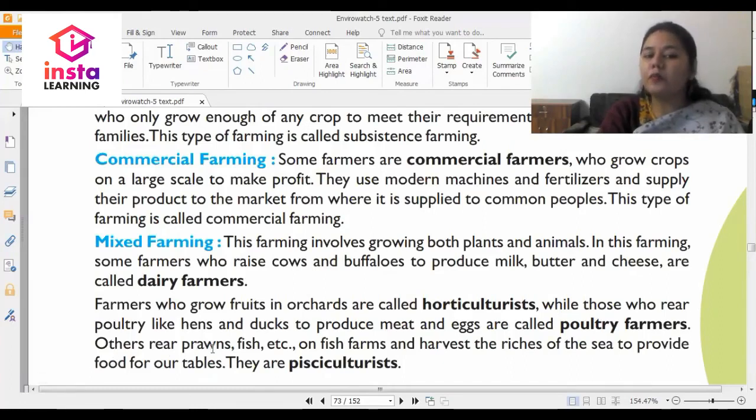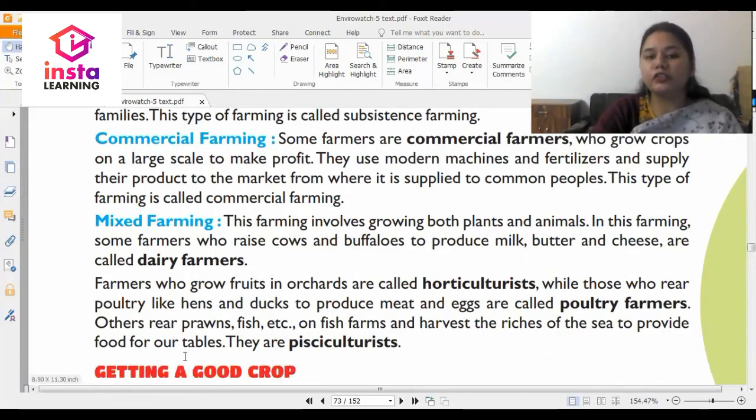Other rear prawns, fish, etc. on fish farms and harvest the riches of the sea so as to provide food to our table. And this is also called pisciculture. So these people are called pisciculturists. People who are into the rearing of sea animals are mostly called pisciculturists.